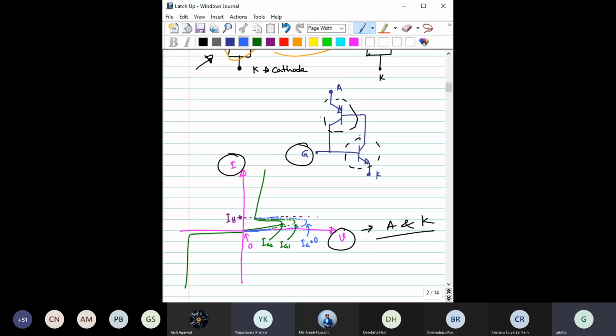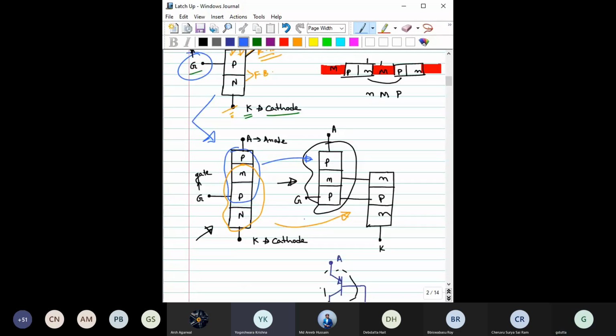Initially the current will be very small because it is due to the reverse saturation current. Ideally this reverse saturation current should be constant, but practically for a diode it will not be constant. It will increase with increasing reverse bias voltage. At a certain voltage, this avalanche process will start, carrier multiplication. This is the triggering point. Then immediately there will be a lot of carriers.